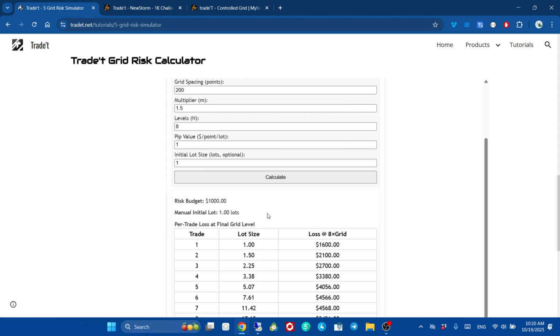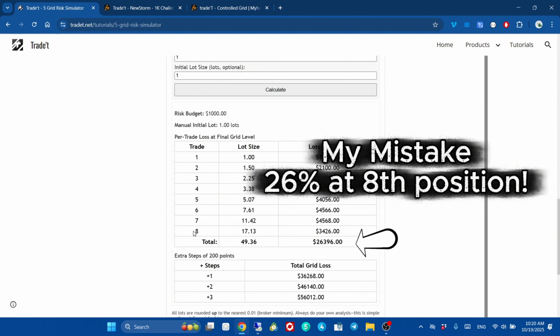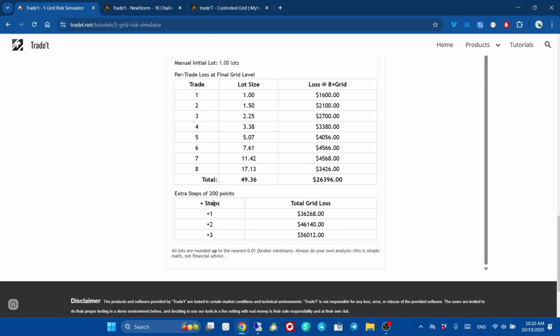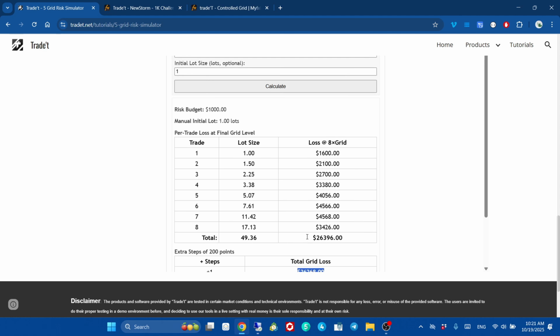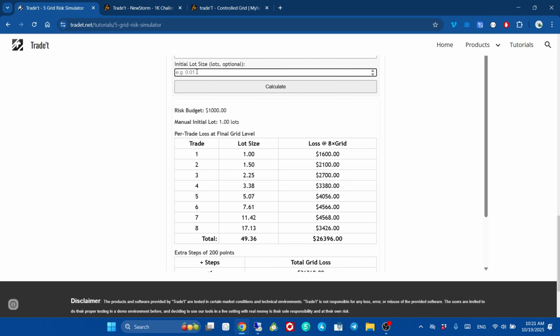You can do it. However, when you do 1 lot, you can see at the 8th position, you're already at 3.5%. And if the market still continues the other way against your open trades, with 1 step, you're already at 36% loss. And a step more, you are at 46, a step more, you are at 56, and a step more, basically, you have blown your 100,000 account.